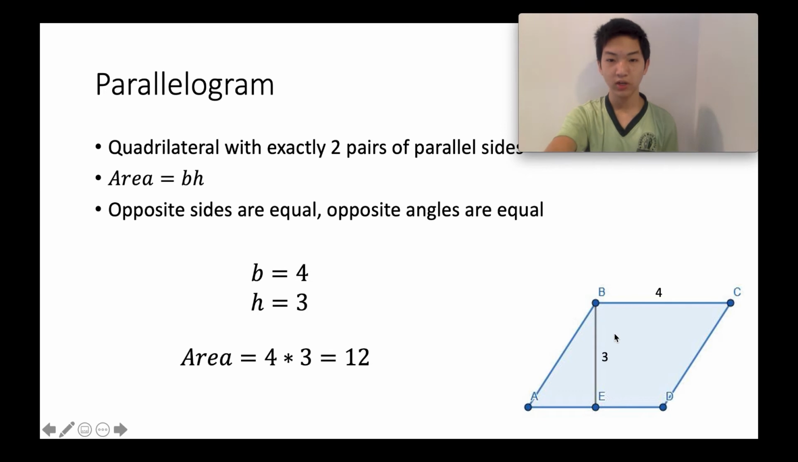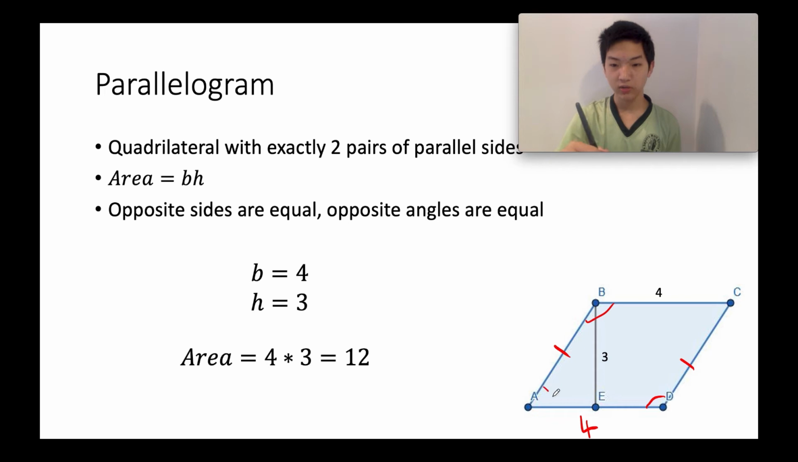Opposite sides are equal and opposite angles are equal. So knowing this, we can say that BC and AD are equal, which means that AD is equal to 4. And we can also say that BA and CD are equal. Using this, we can also say that angle B is equal to angle D, and angle A is equal to angle C. Now using the formula, we can use 4 as the base and have 3 as the height, because we knew this is perpendicular. So the area is 4 times 3, which is equal to 12.